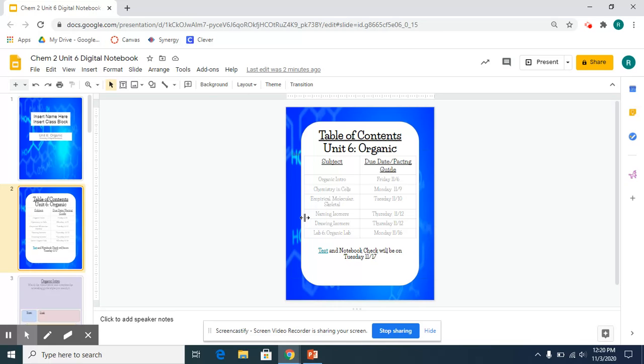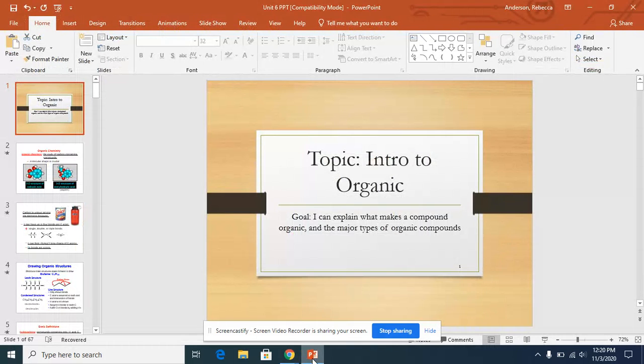So first we are going to go over organic intro. So topic, intro to organic. Your goal is I can explain what makes a compound organic and the major types of organic compounds. Remember, if it is red, that means it is vocabulary, and what's underlined is everything you need to know or to put in your notes section.